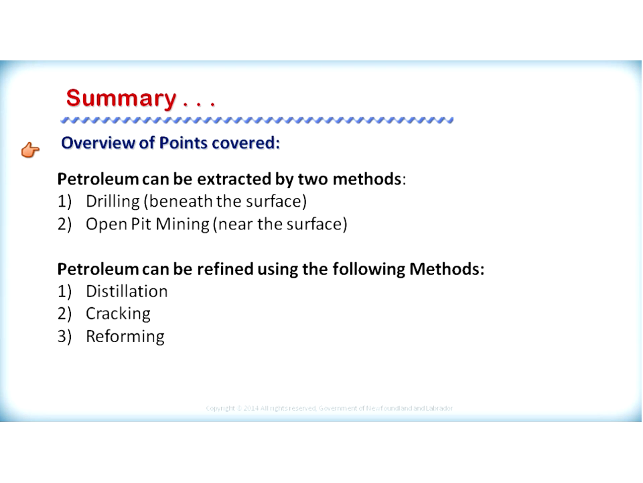Let's look at an overview of the points covered in this presentation. We see that petroleum can be extracted from the surface by two methods. We can use drilling, which takes the petroleum products from deep beneath the surface, or we can use open pit mining, which is surface extraction, which retrieves hydrocarbons that are near the surface.